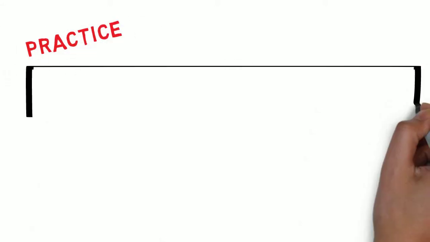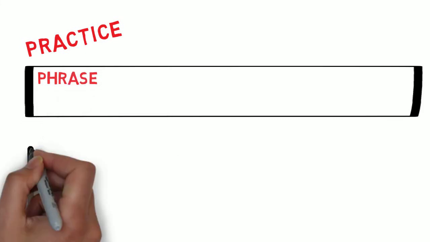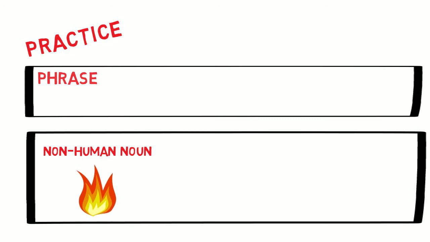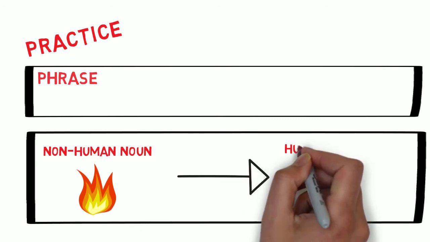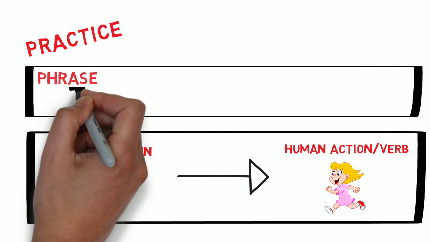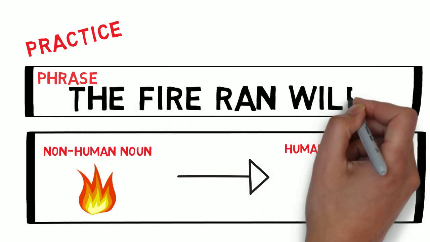Now, let's have you practice. How could you create a phrase using personification? Begin with the non-human noun. Let's have you start with the noun fire. What did the fire do? Think about a human behavior. What about ran? Combine this noun and action into the phrase, the fire ran wild.